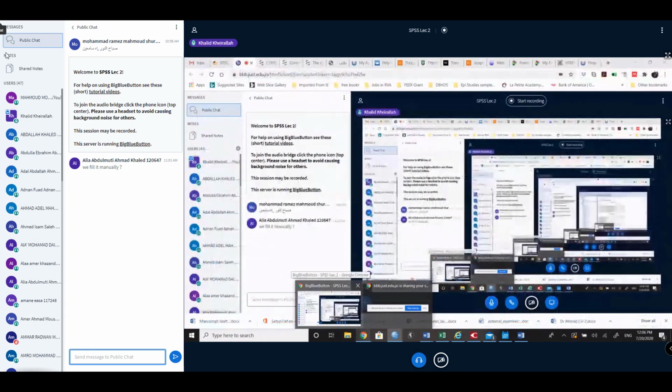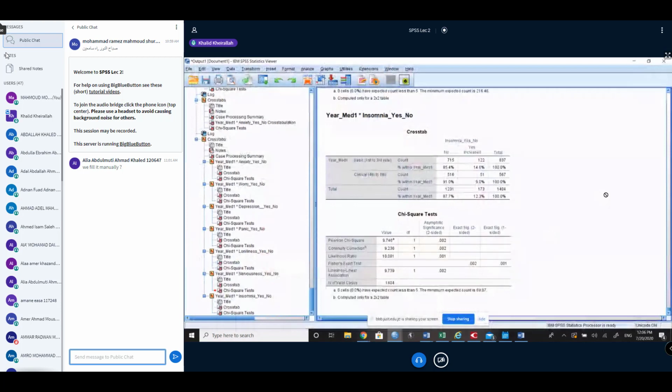Okay, so this was the lecture today, which included the chi-square and application of the chi-square. Tomorrow we will talk more about the t-test and its application. Now you guys have the data set. You can go and do the analysis yourself.